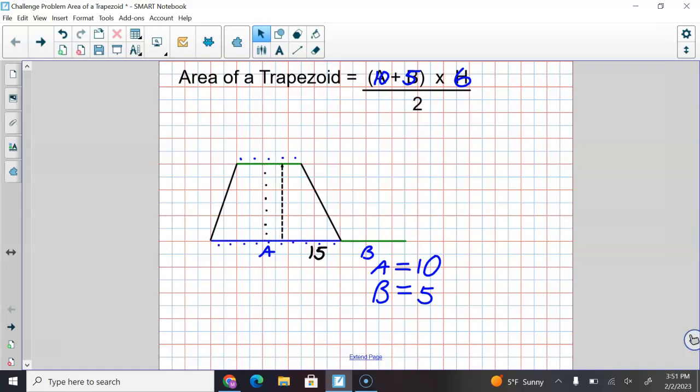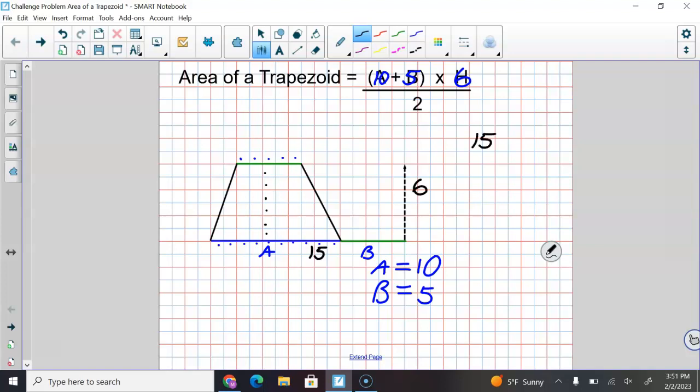So I told you before, I can move it around. I can move it here or over here. I'm going to move it all the way over here, okay? And I'm going to put it right there. And I'm going to label that height as 6, okay? So now think about what we're supposed to do. We're supposed to take 15 and 6, and multiply them together, right? And then after that, we're supposed to divide it by 2, okay?